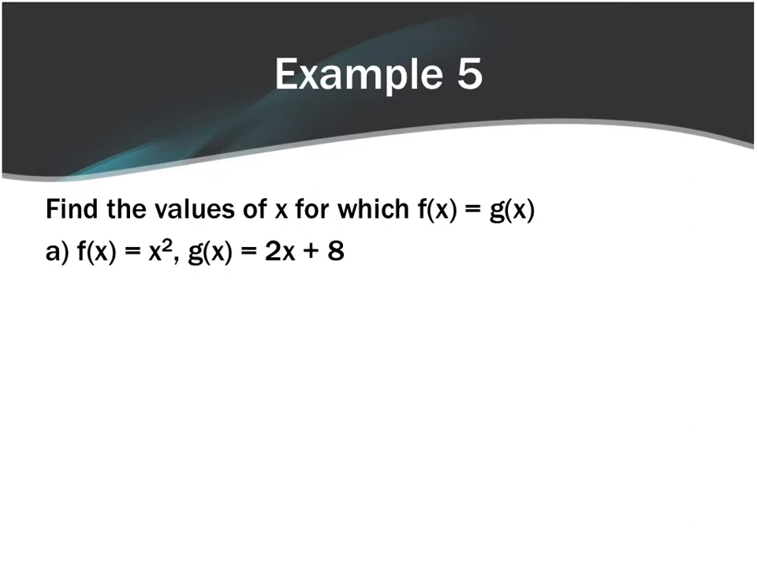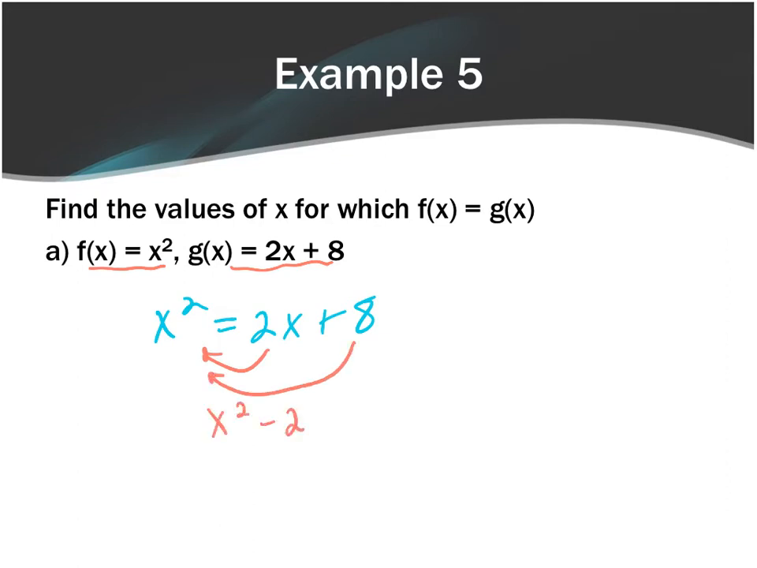All right, example 5 says exactly that. Find the values of x for which f of x equals g of x. So my f of x is here, my g of x is here. If I want to see what values would make them equal, I just say x squared equals 2x plus 8. And then as soon as you see an x squared and an x, hopefully the factor part of your brain turns on and says get everything to one side. I prefer to keep the x squareds positive, so I'm going to move the other stuff. So it's x squared minus 2x minus 8 equals 0.